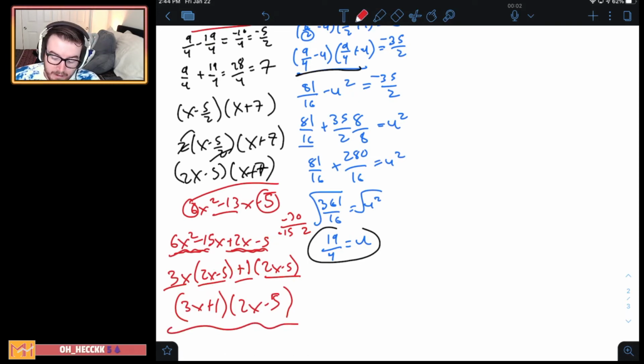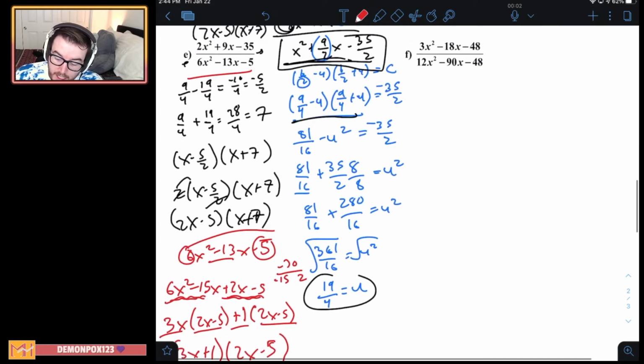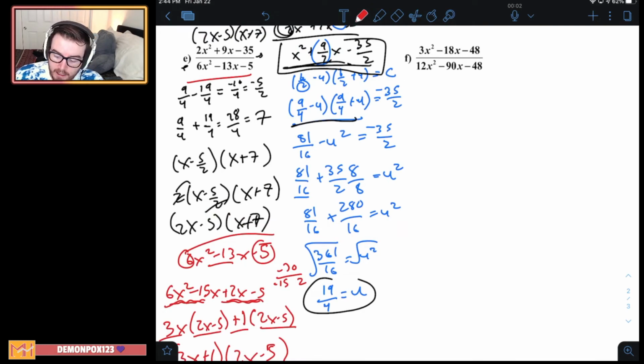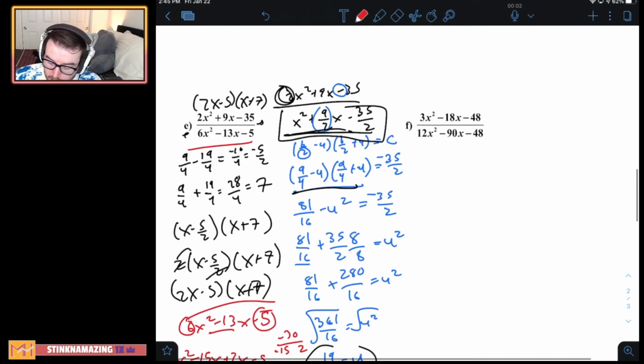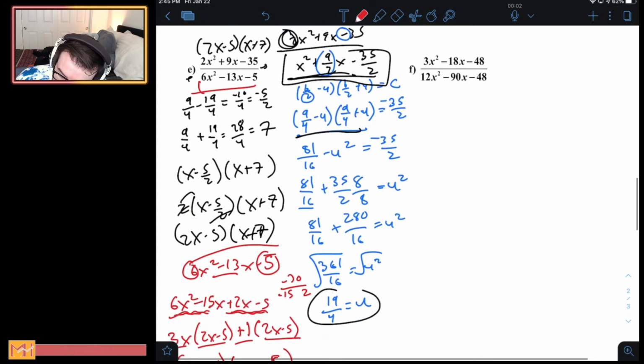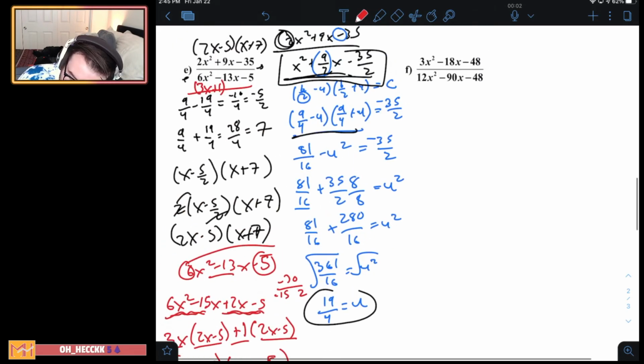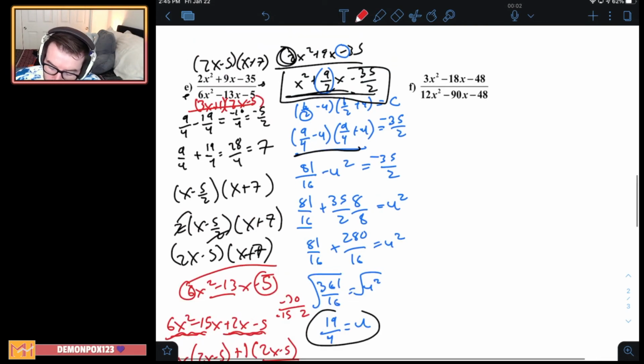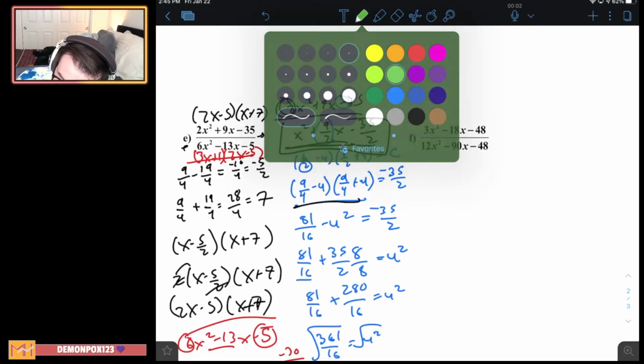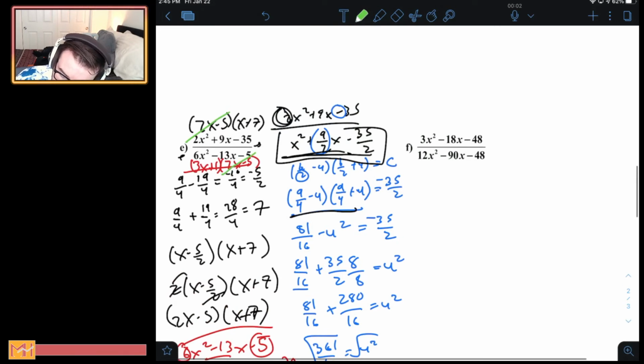But I've had a decent handful of you say that you appreciate the U method, that you like that there is a method to the madness. And if that's your style, keep doing it. So when I factored this, it becomes 3x plus 1 times 2x minus 5. They both share an x minus 5. Bye-bye. And we're left with x plus 7 over 3x plus 1.